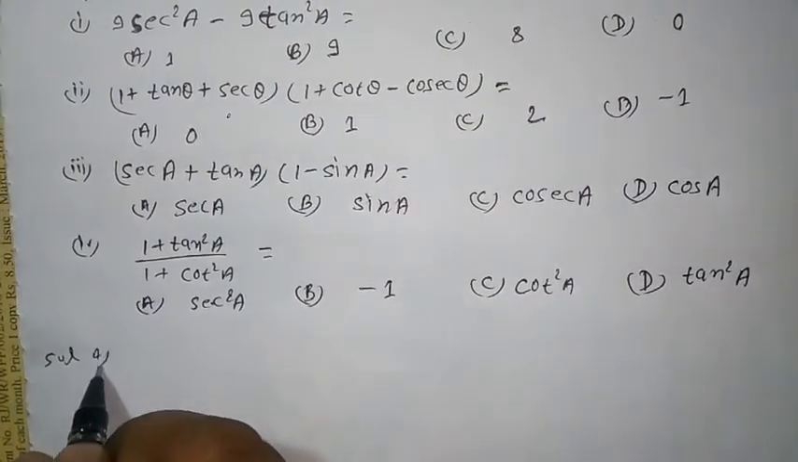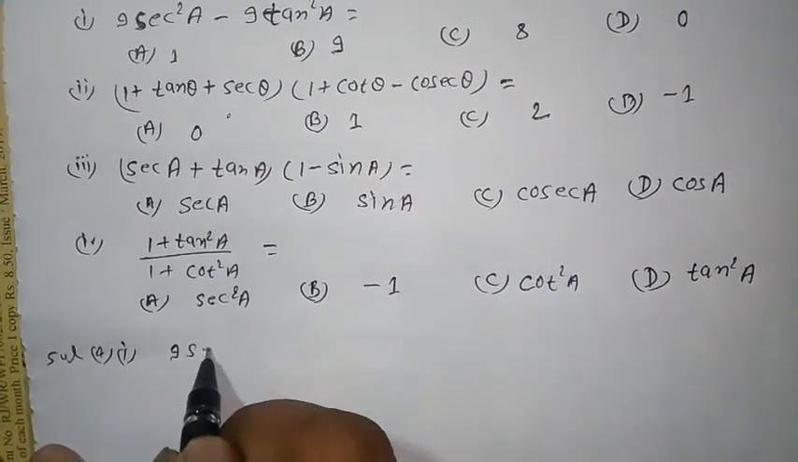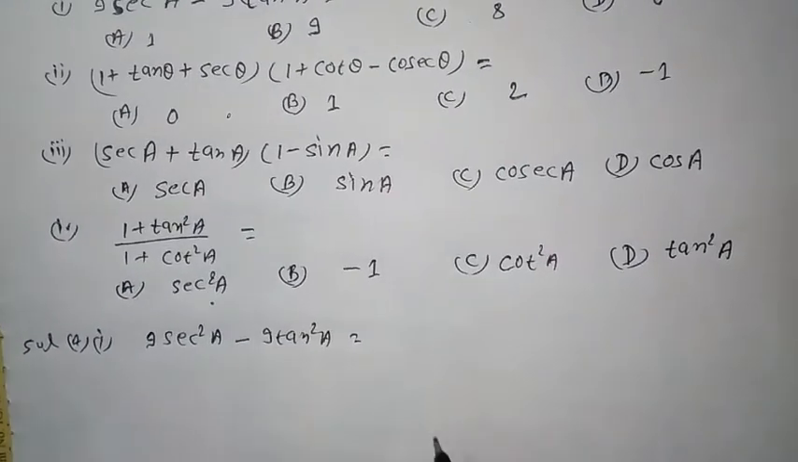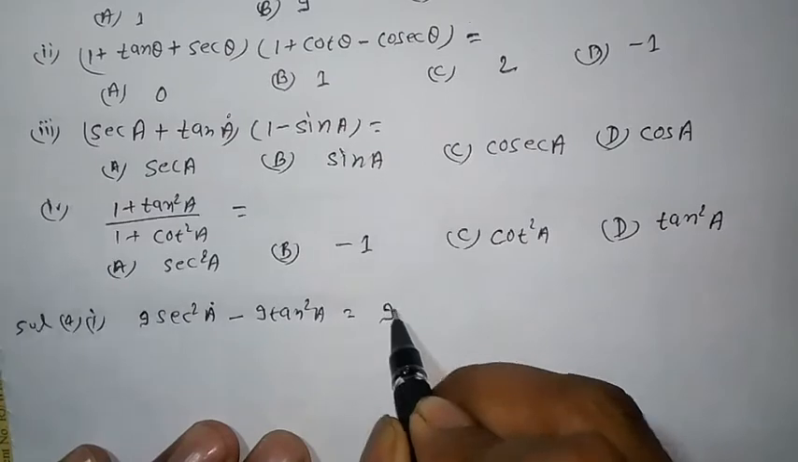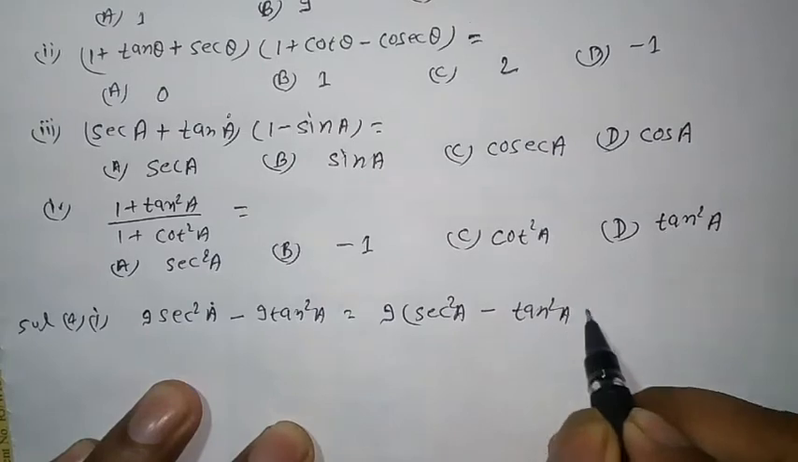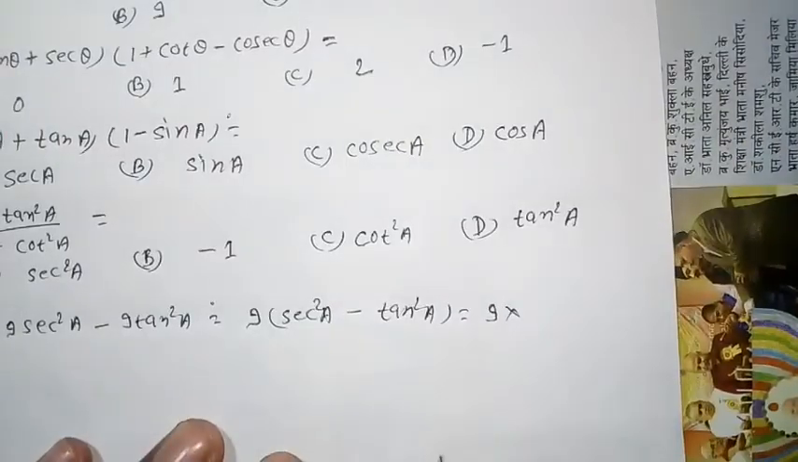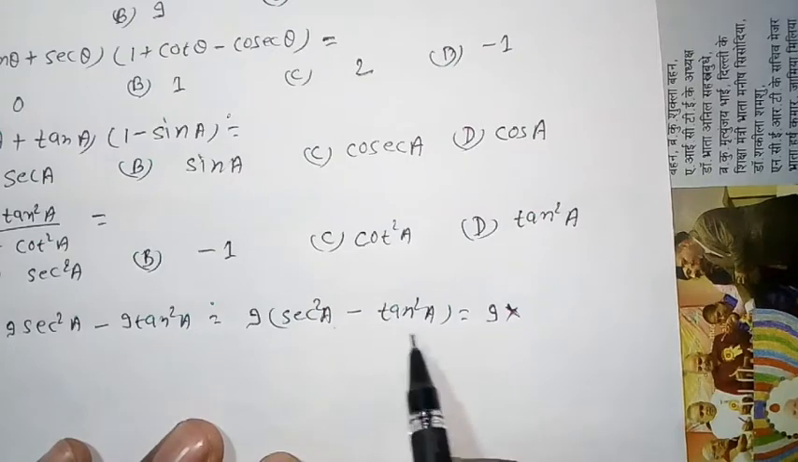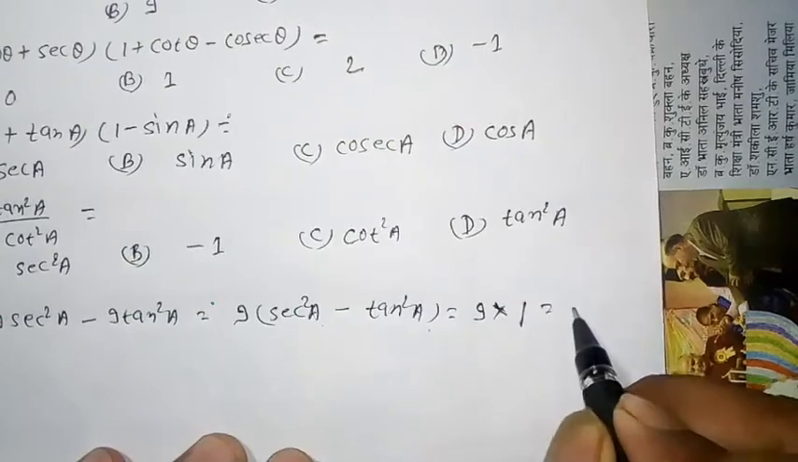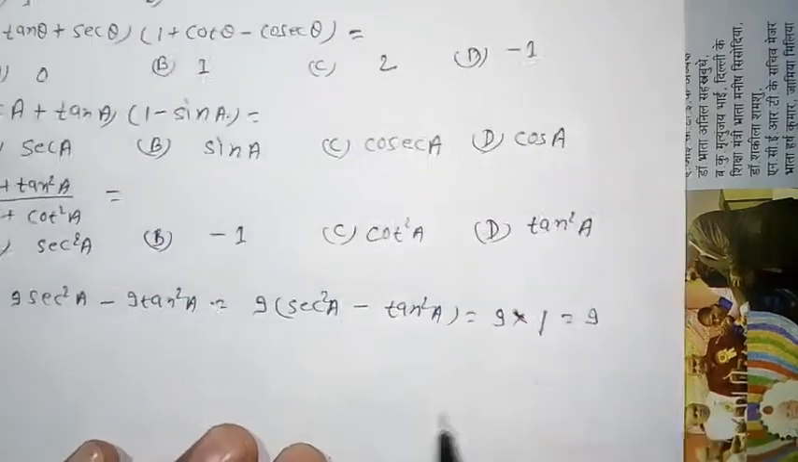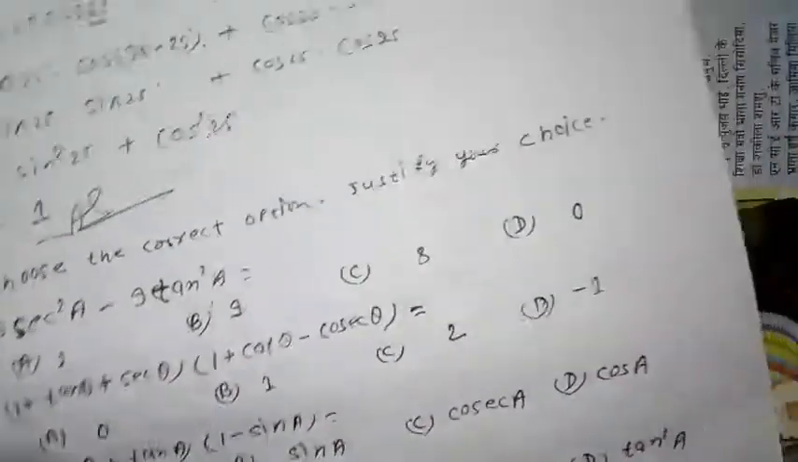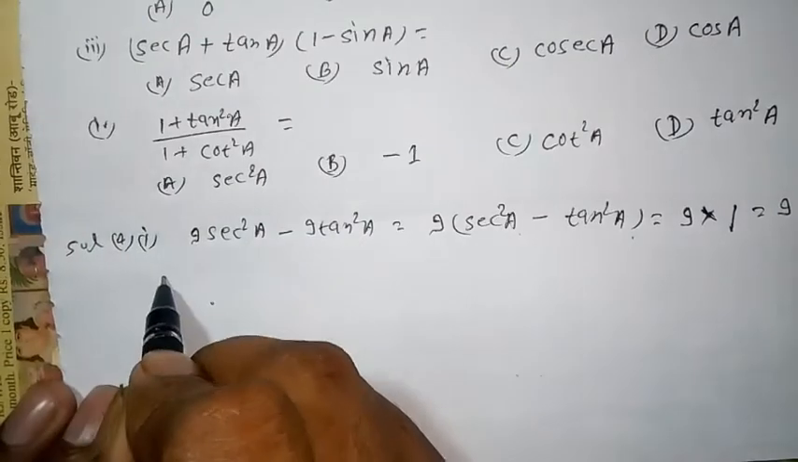Solution 4.1: 9 sec square a minus 9 tan square a. I take 9 common. Then 9 into (sec square a minus tan square a). According to the formula, sec square theta minus tan square theta is equal to 1. So sec square a minus tan square a is equal to 1. Then 9 into 1 is equal to 9. So the correct option is B.